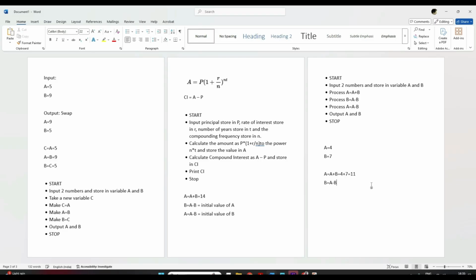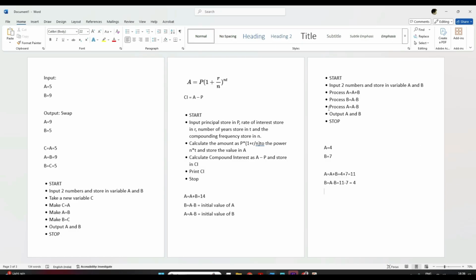A minus b. So here what will be the a? a has turned out to be 11. So it will be 11 minus b, which still remains 7 here because I have not changed it. So I am getting 4, correct? Which is the value of a, which gets stored in b now.